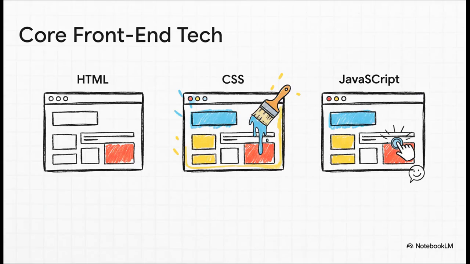And the front end is built using three core technologies that work together. I love this analogy. Think of it like building a house. HTML is the actual structure, the walls, the floors, the roof. CSS is all the design and decoration, the paint colors, the furniture, the style that makes it look good. And then JavaScript, that's the electricity and the plumbing. It's what makes everything actually work when you flip a switch or turn on a faucet.